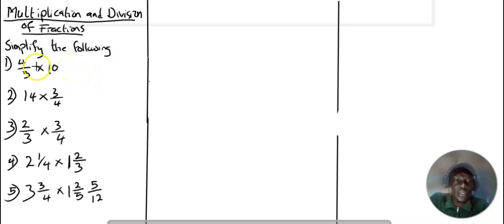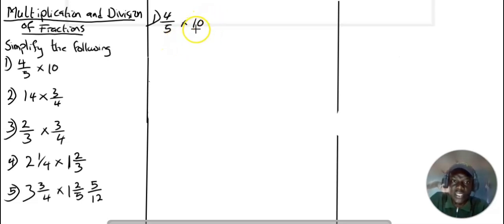The first one we have says 4 over 5 times 10. It is a fraction multiplying a whole number. It is different from the third question here, which is a fraction multiplying a fraction. I want us to look at all of them. The first one we have, number one, is 4 over 5 times 10.